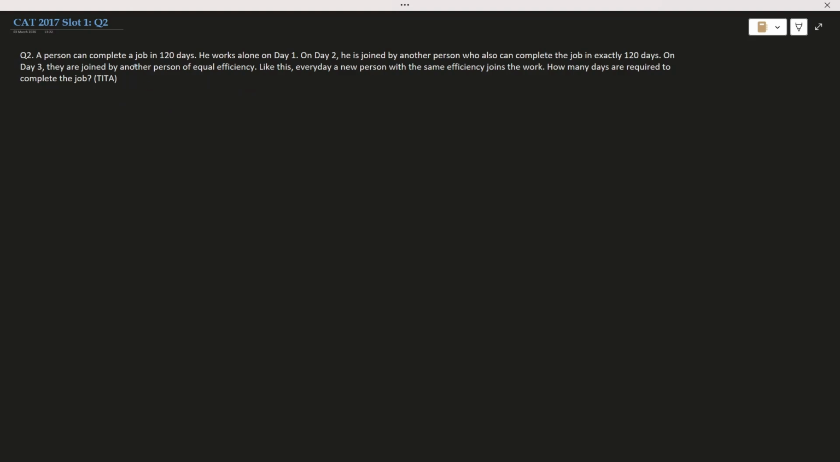Alright, seems simple. So let's say that the efficiency of the first person, or the person who is working on day 1, is equal to m units per day. That means on each day the person will complete m units of work. I will repeat again.